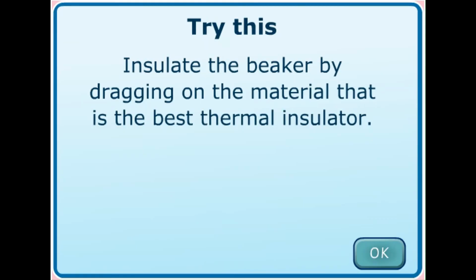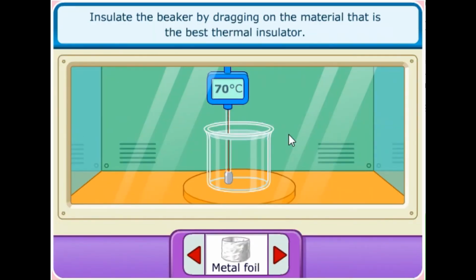Here is another activity showing the power of insulators and conductors in transferring heat from one object to another. Okay, now we're going to try to insulate the beaker. Take a look. The beaker has a temperature of 70 degrees, which is a high temperature. The beaker is hot. Okay, we have three different materials: metal foil, polystyrene, and cardboard. Which one of these three is the best insulator?